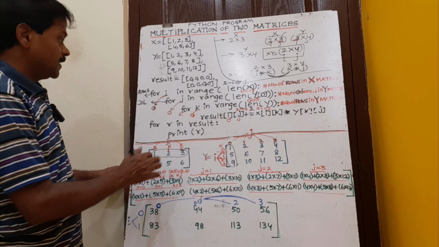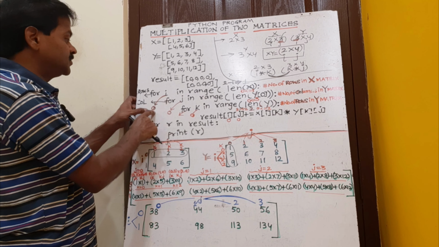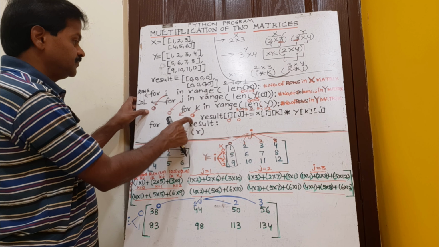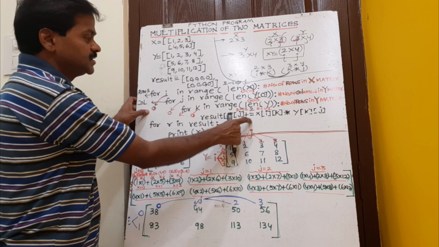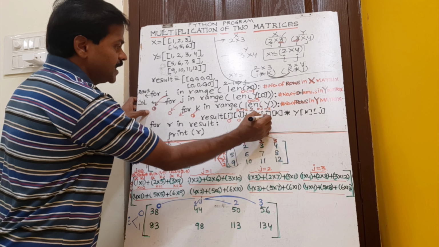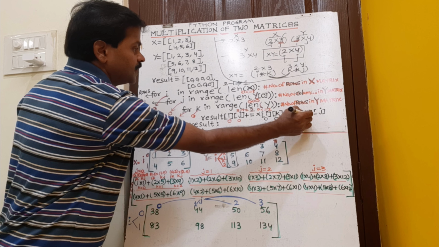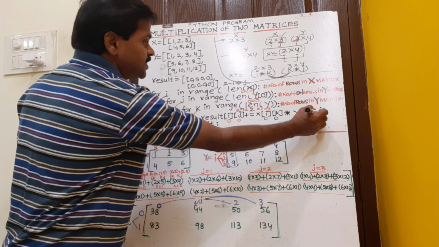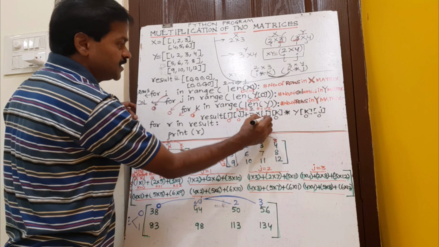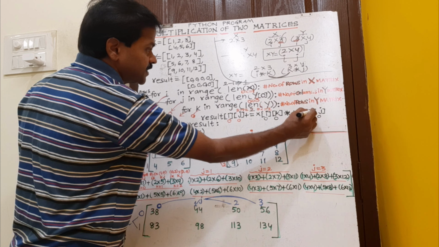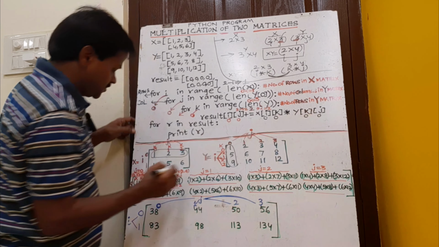You see here, now first time I0, J0, K0. Now result of Ij is equal to result of Ij plus x of Ik. What is the I value? 0. What is the K value? 0. Here Y of K, what is the K? 0. What is the J? 0. That means x of Ik into Y of Kj. You see here.